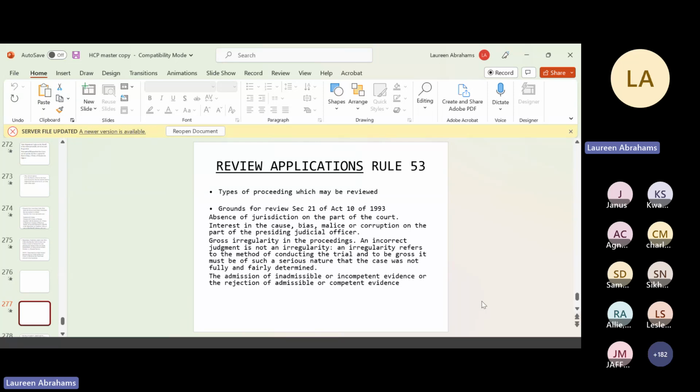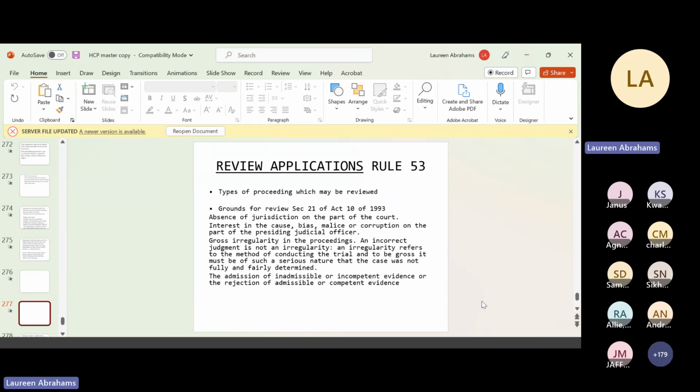The grounds for review can be absence of jurisdiction on the part of the court, that the presiding officer or the magistrate had an interest in the cause, was biased, or malice or corruption on the part of the presiding judicial officer, or a gross irregularity in the proceedings, where the court admitted evidence that should not have been admitted, or did not allow the admission of evidence that should have been allowed. That is the admission of inadmissible or incompetent evidence, or the rejection of admissible and competent evidence. Irregularity refers to the method of conducting the trial, and to be gross, it must be of such a serious nature that the case was not fully and fairly determined. Those are the grounds for review.